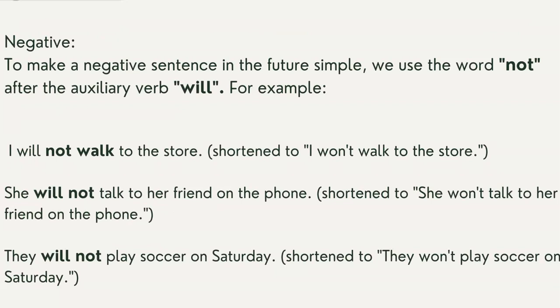Negative. To make a negative sentence in the future simple, we use the word not after the auxiliary verb will. For example, I will not walk to the store, shortened to I won't walk to the store. She will not talk to her friend on the phone, shortened to she won't talk to her friend on the phone. They will not play soccer on Saturday. They won't play soccer on Saturday.